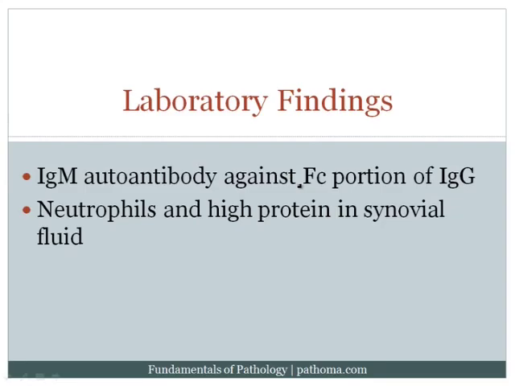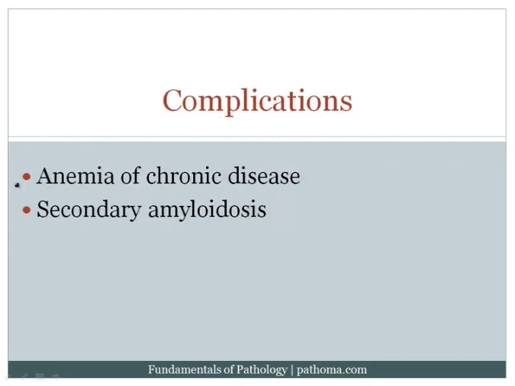This is called rheumatoid factor, and rheumatoid factor is actually a marker of tissue damage, and it's also a marker of disease activity. If you were to stick a needle in one of the joints, you would see neutrophils and high protein in the synovial fluid. Complications of rheumatoid arthritis include anemia of chronic disease.